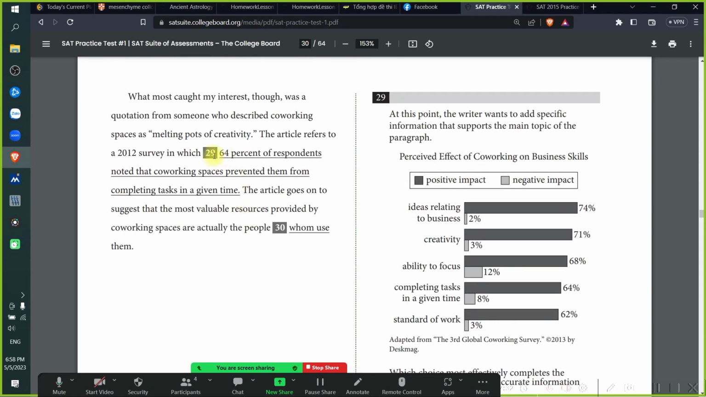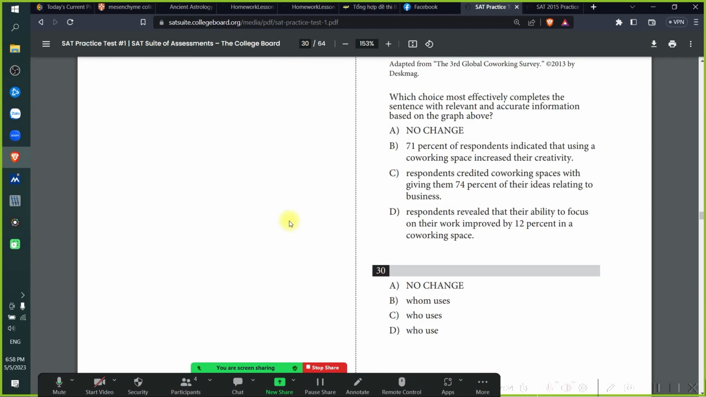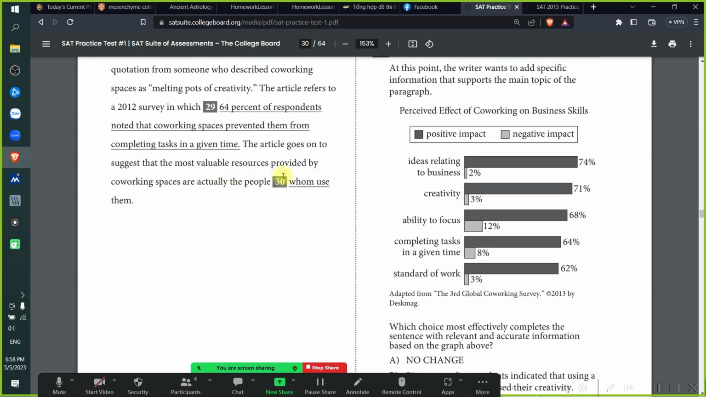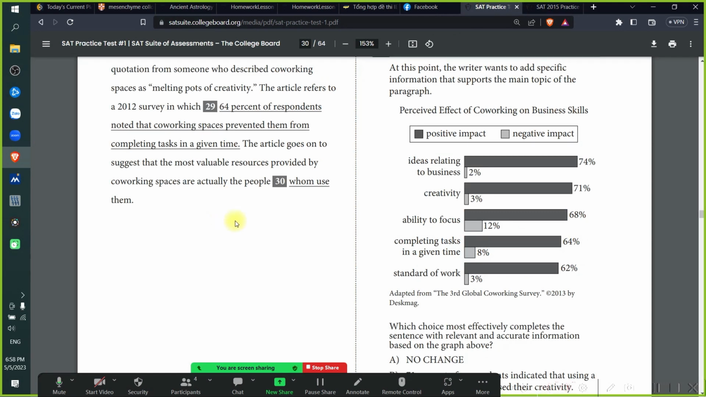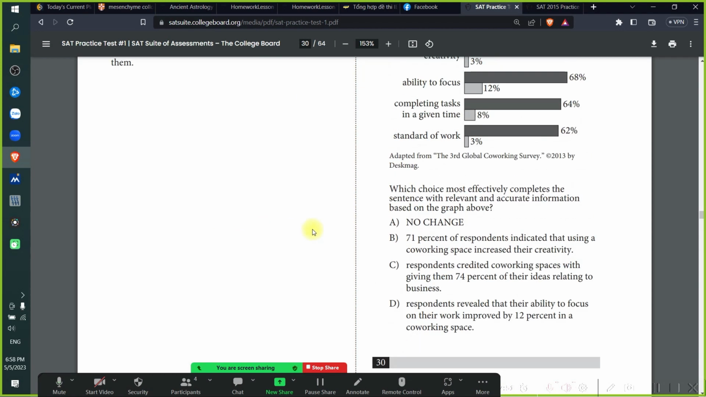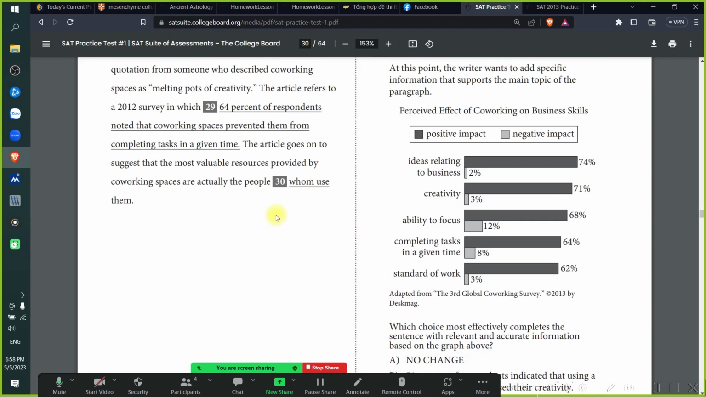So it's that. Okay, 30. 30, no change, or whom uses, or who uses, or who use. Which one? D, who use. So 30 is D, who use, without an S. Because why? The people here is plural, isn't it?